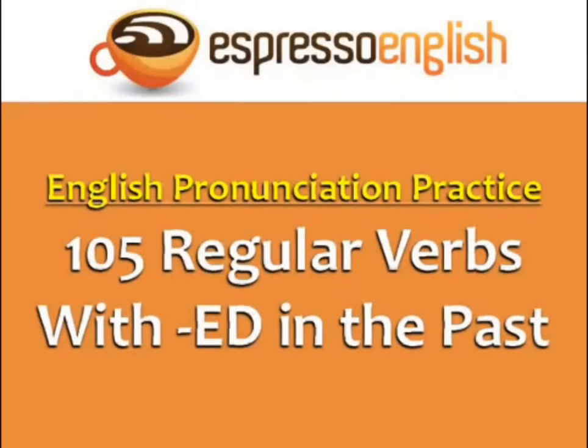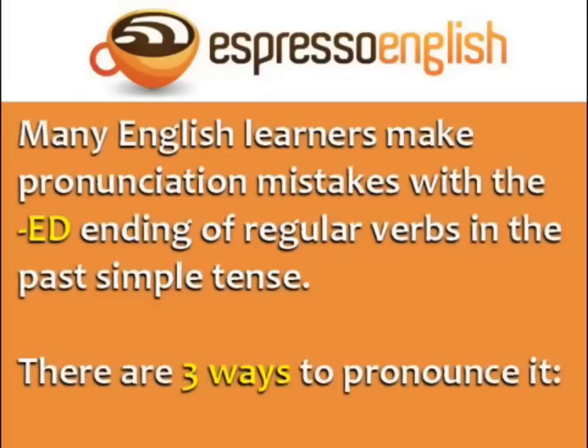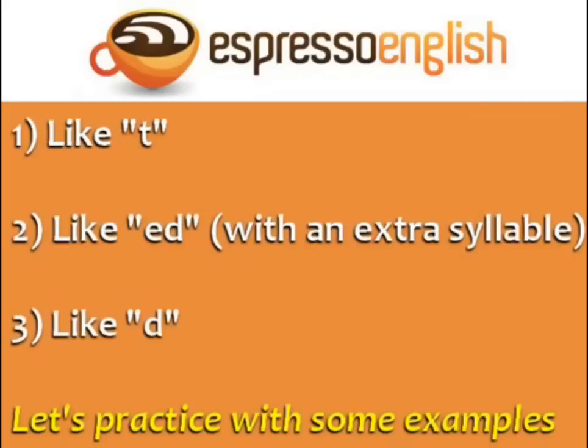English Pronunciation Practice 105: Regular Verbs with -ed in the past, from espressoenglish.net. Many English learners make pronunciation mistakes with the -ed ending of regular verbs in the past simple tense. There are 3 ways to pronounce -ed in English: like T, like -ed with an extra syllable, and like D. Let's practice with some examples.